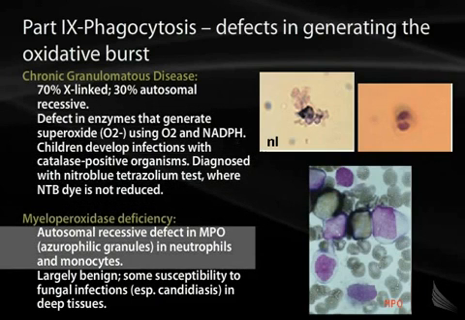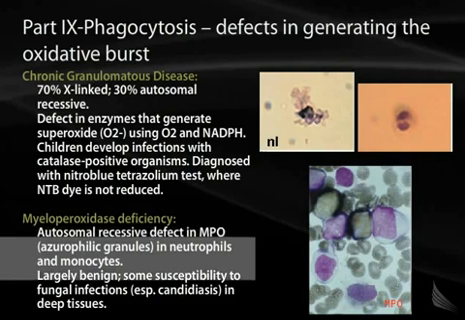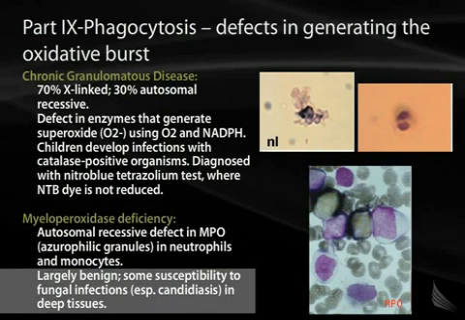Myeloperoxidase deficiency is an autosomal recessive defect in MPO, another one of the enzymes involved in the oxidative burst or the respiratory burst that is found in neutrophils and monocytes. Largely benign, MPO is often found incidentally. Some susceptibility to fungal infections, especially candidiasis, in the deep tissues.